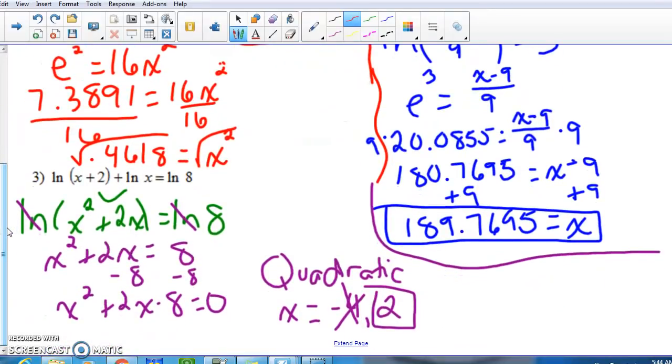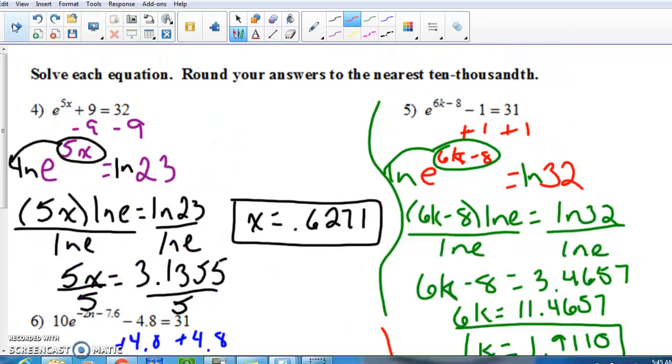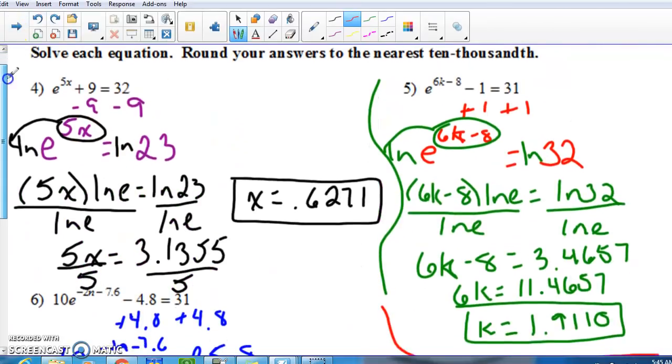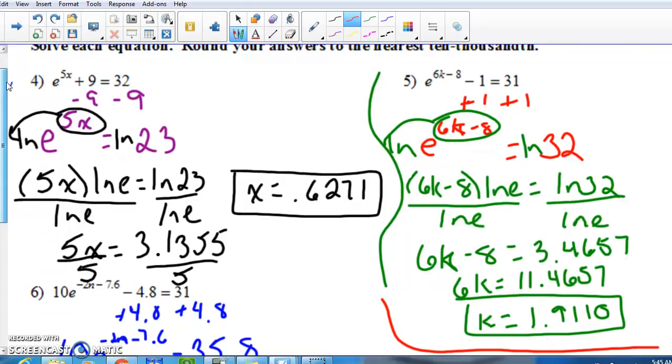And number 3. 3 became a quadratic. I didn't show how I solved the quadratic, but you can either factor or use quadratic formula. Negative 4 does not work, even though you get it as an answer. 2 is your only answer there. Okay, and then on the bottom, isolate that exponential. ln both sides, take the natural log of both sides, and then apply those properties. So there's 4 and 5.